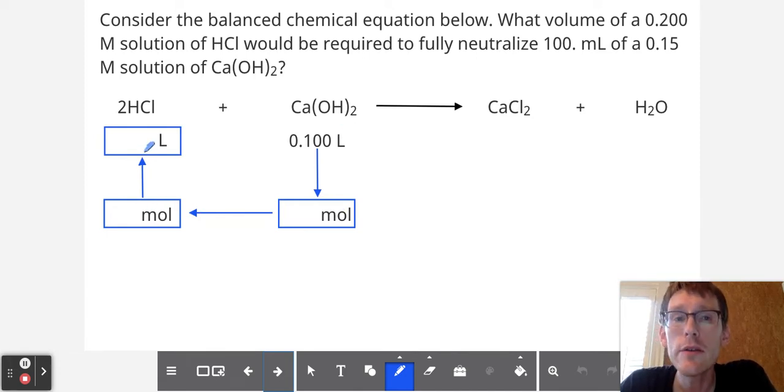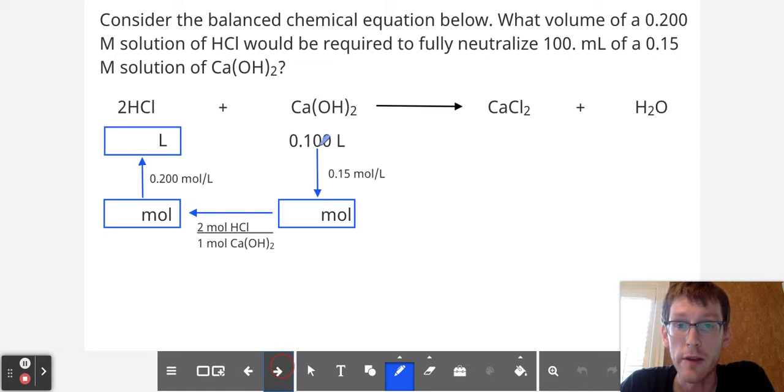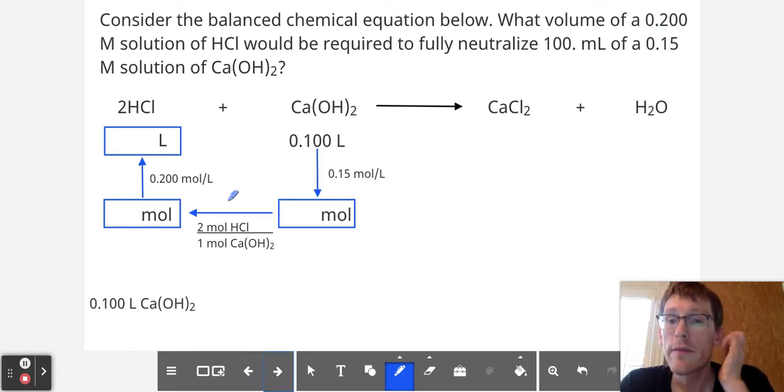And this is where I use those molarities that were given. So I know that we have a 0.15 molar solution of calcium hydroxide, and I need to use that as my bridge from liters of calcium hydroxide to moles. Similarly, as I get from moles to liters of hydrochloric acid, I do need to use this 0.200 molar that's given to us in the problem. So now that I've got this all mapped out, I just use dimensional analysis.